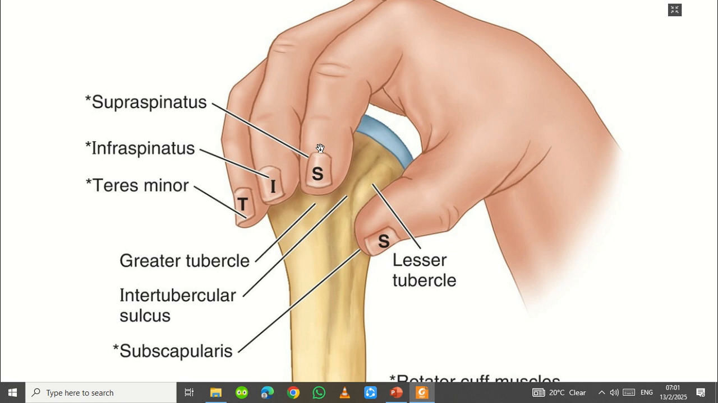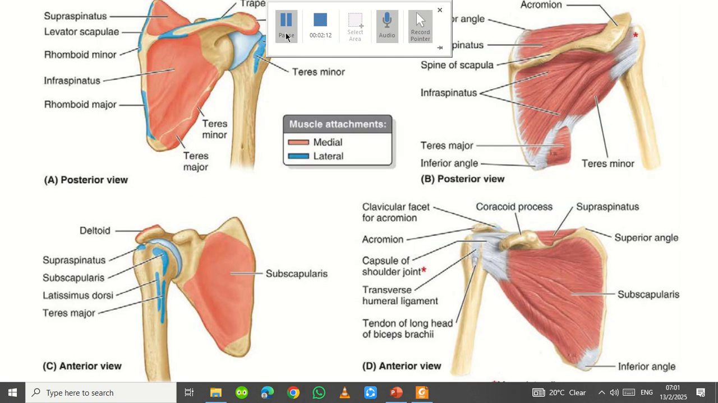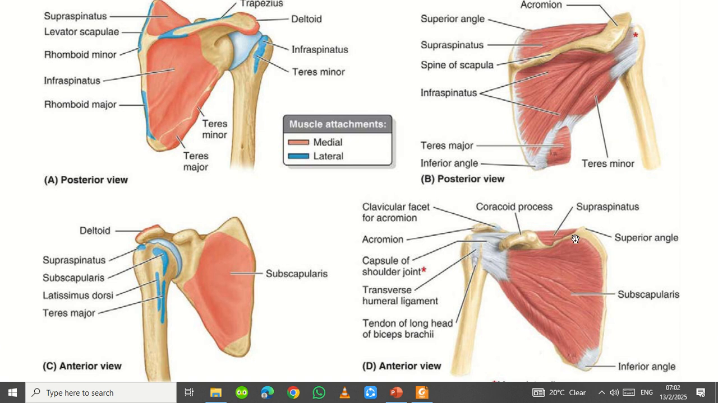Let's take a look at another diagram. This is your supraspinatus muscle attaching to the greater tuberosity of your humerus. You can see this is your acromion here. Due to excessive movement, there can be a tear of this supraspinatus, or inflammation of this supraspinatus, leading to rotator cuff tendinitis.